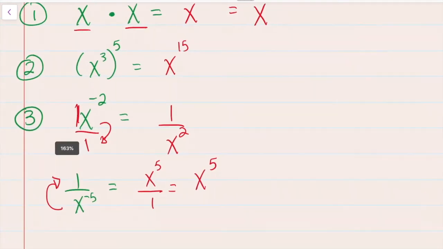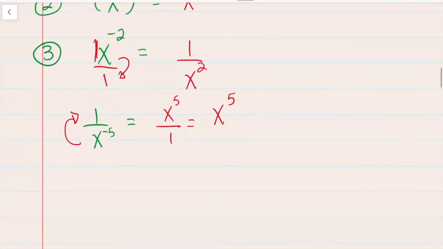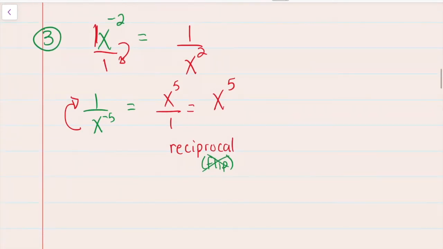Now, a common mistake, pay attention guys, is you say, oh, Mr. Milano, what we do here is actually called a reciprocal. And that's not true. It is not true, watch out. Because a reciprocal means you flip everything, and we are not flipping. What we're doing is moving whatever has a negative exponent to the other side, whether it's up or down.